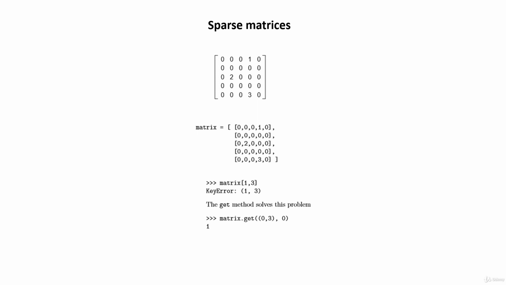The get method solves this problem, with this one. The first argument is the key. The second argument is the default value. Get should return the default if the key is not in the dictionary. Then get definitely improves the semantics of accessing a sparse matrix.